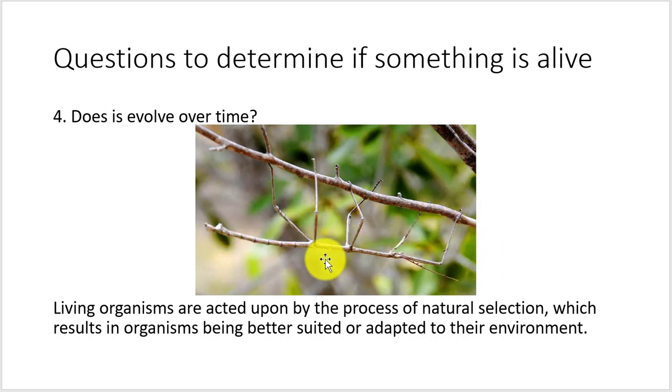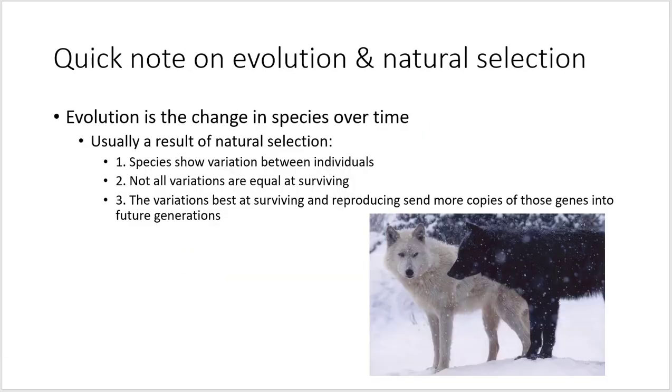The shape and coloration of the stick bug is a result of natural selection selecting for that specific color and shape. Those that were most successful looked most like sticks and had the most offspring that also looked like sticks. So that's a process of evolution. In a nutshell, evolution is the change in species over time, and it's usually the result of natural selection, but there are other forces that can act on a population that cause change over time.